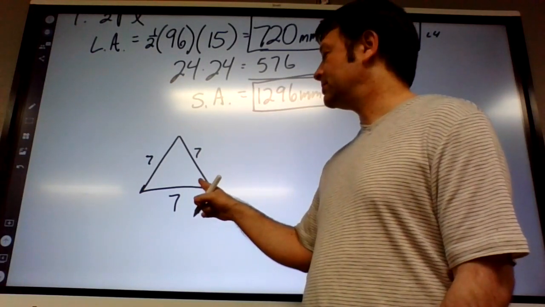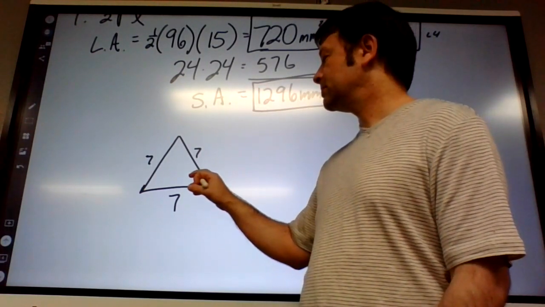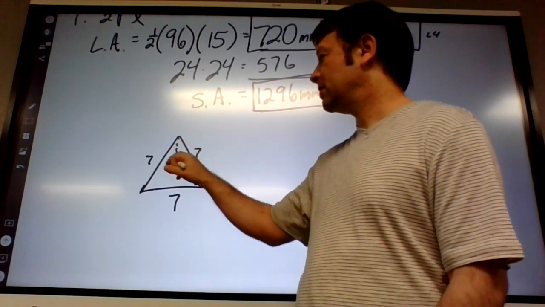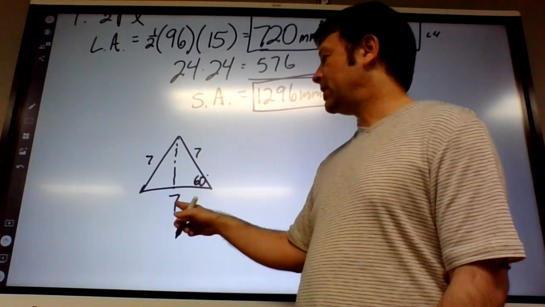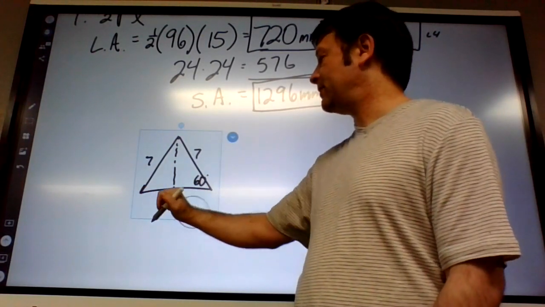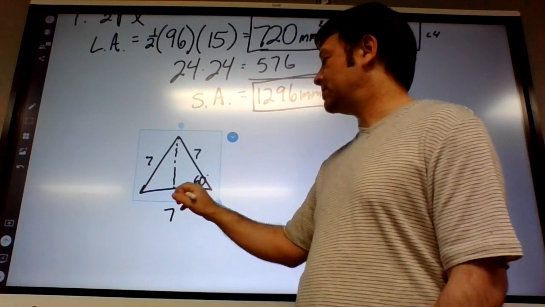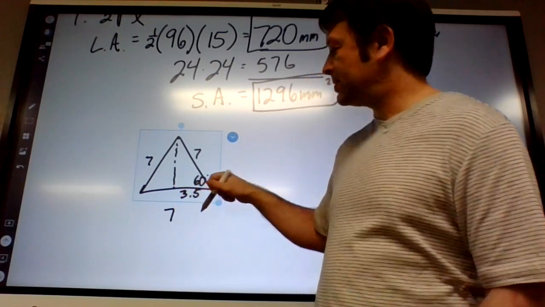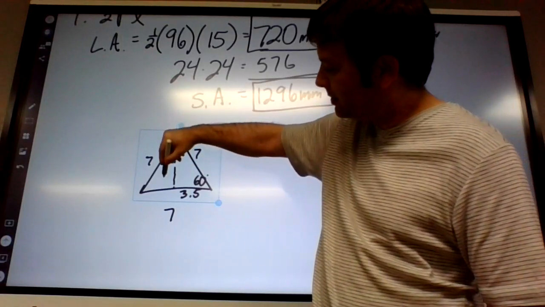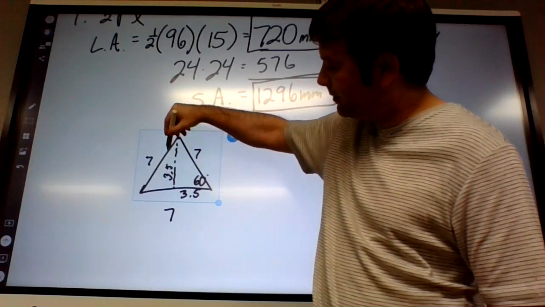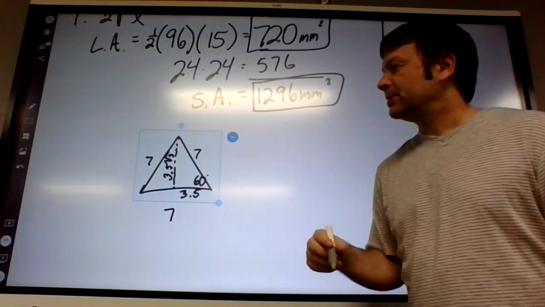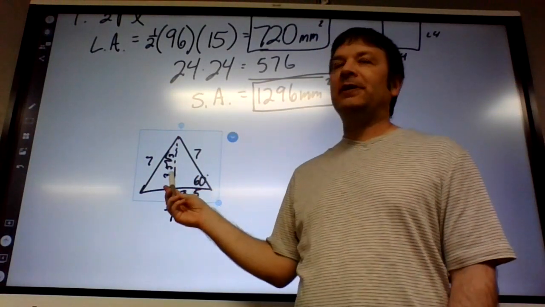What's this angle? It's just all 60. Yeah, but then if the whole side is 7, this is 3.5. If this is 3.5, this is 3.5. Okay, I don't know if you can read that, but it says 3.5 square root of 3.